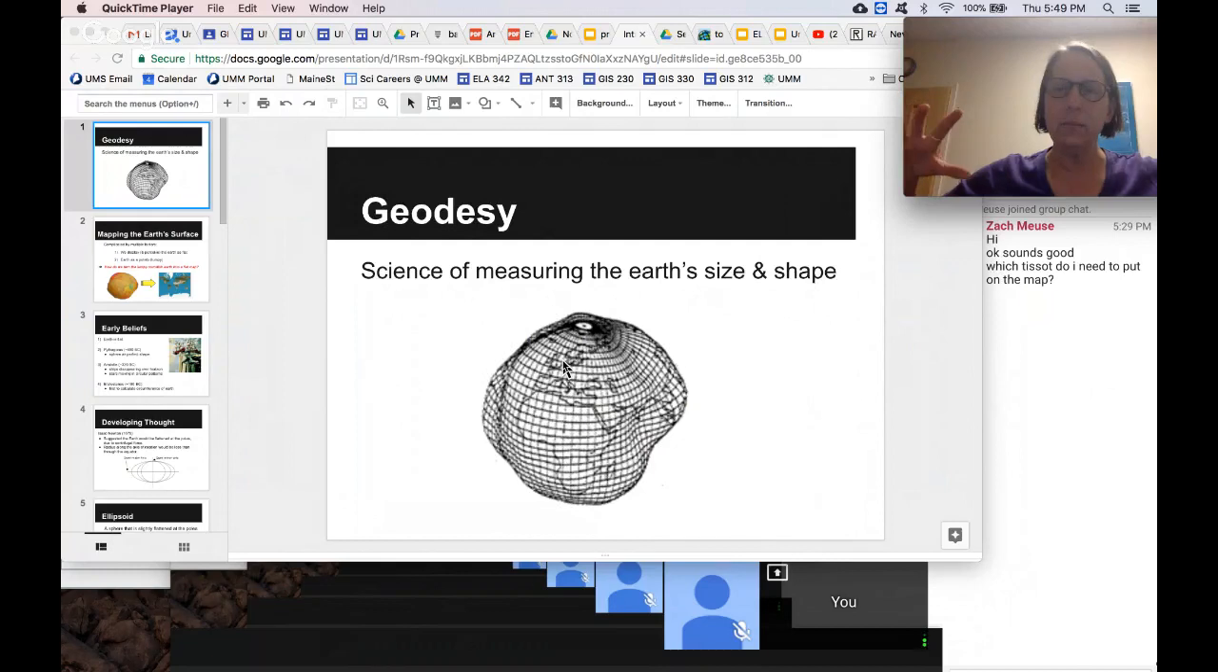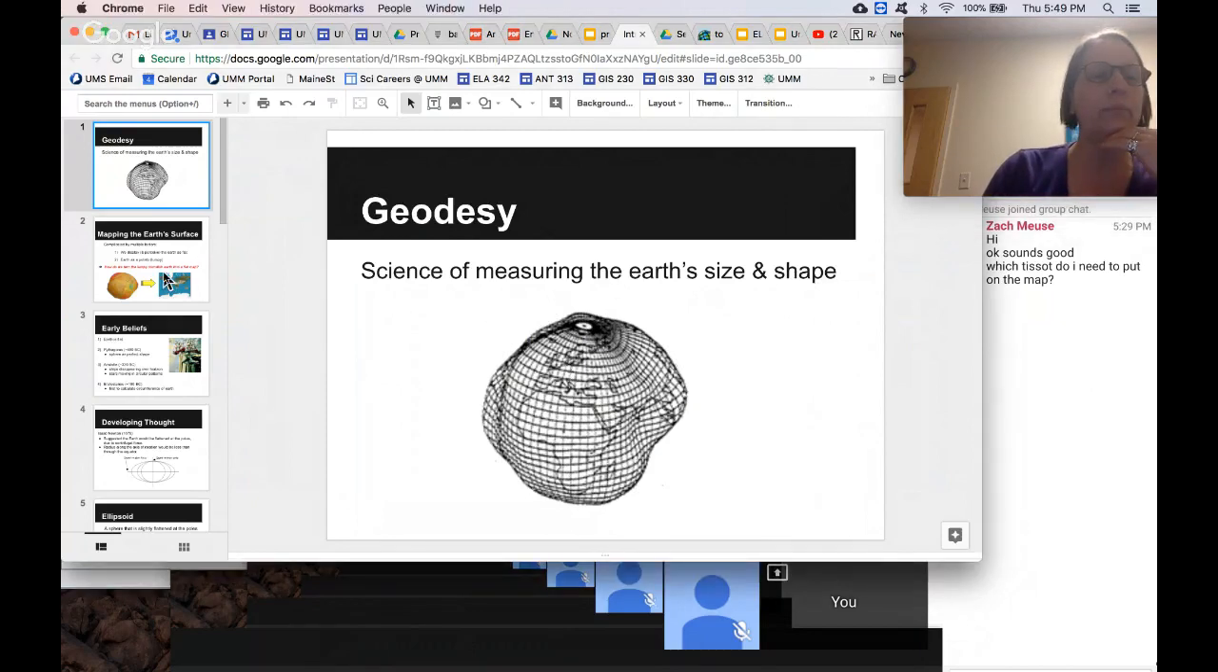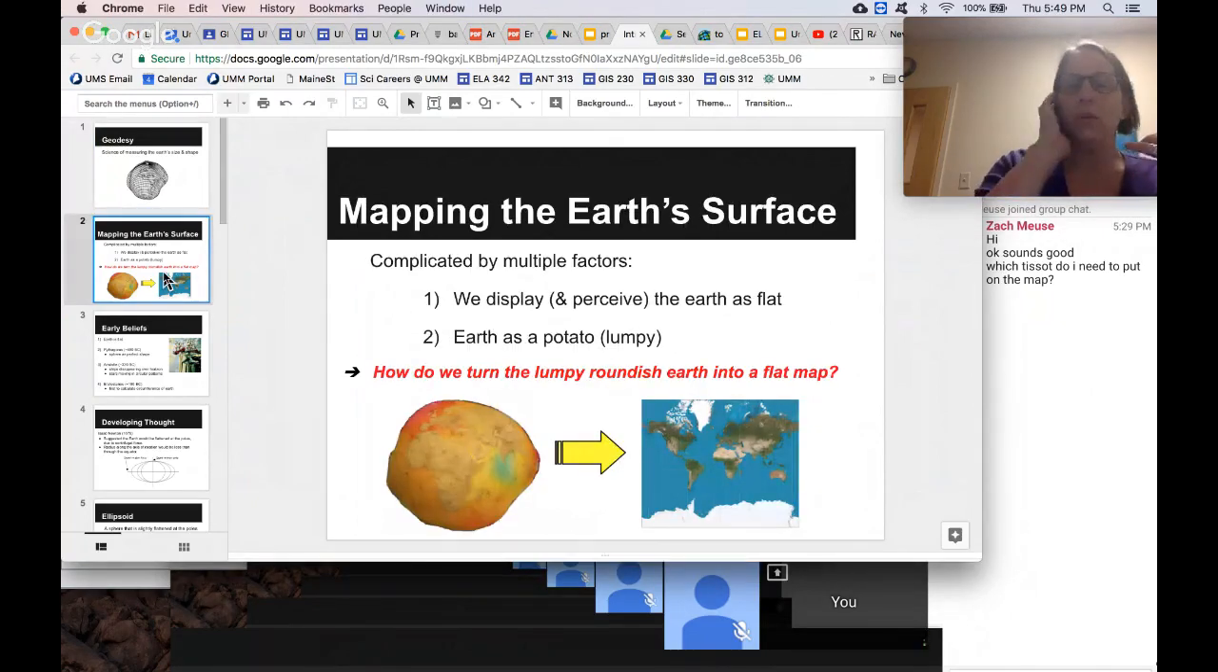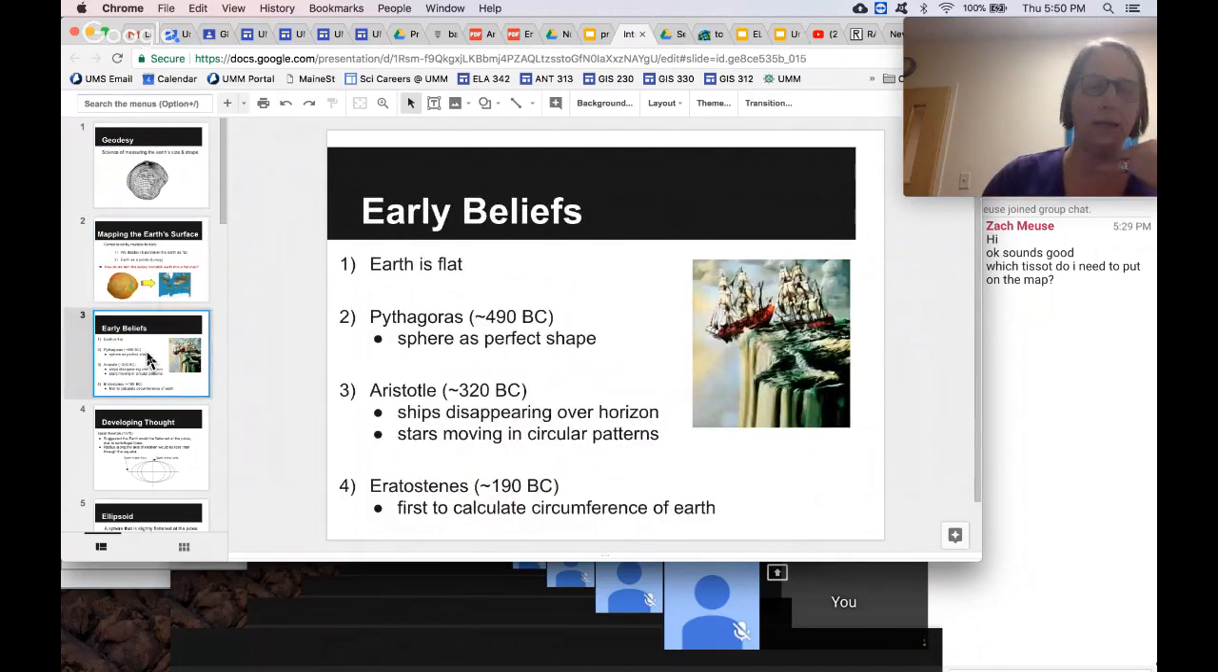And so if we're going to make maps that are accurate, that aren't distorted so much that they're unusable, we need to make an accurate shape of the Earth. So the Earth is lumpy, and it's lumpy in certain really specific ways. And so we need to figure out how we take this round, lumpy potato and squash it flat onto a map. I'm not going to get into this.